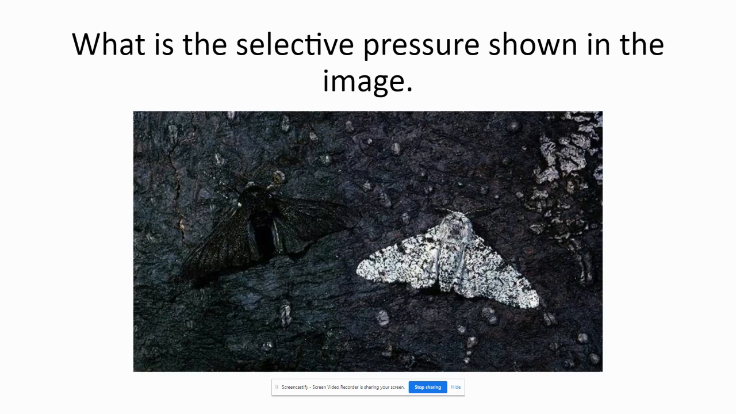Now this one is asking the same question: what is the selective pressure shown in the image? This is a tree with a very dark background. This is a dark colored moth, and this is a light colored moth. They're the same exact species of moth. Let's get that straight. What do you think the selective pressure is in this image? Is it the color of the moth, or is it the color of the background?